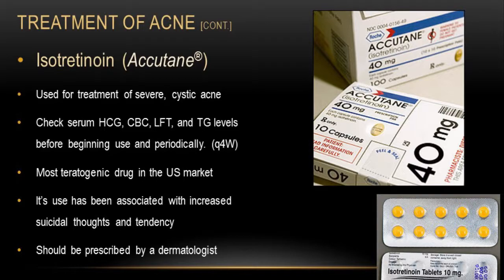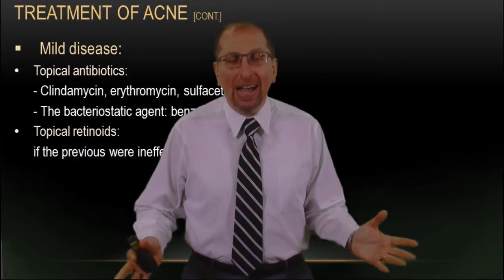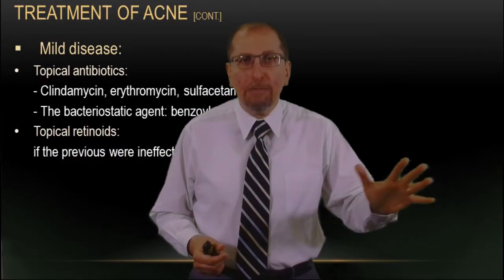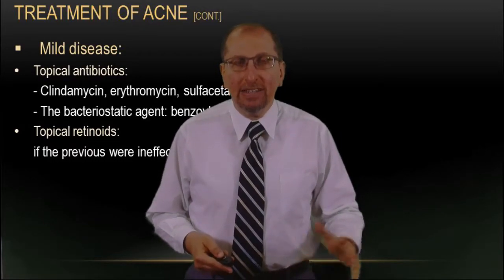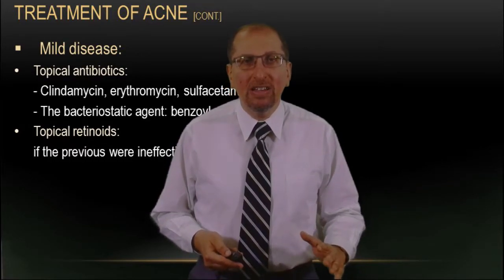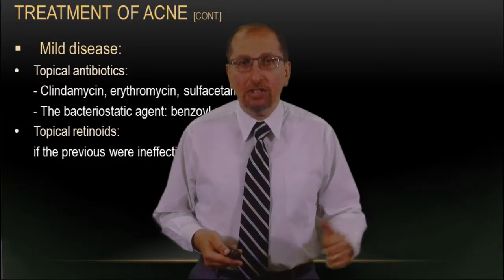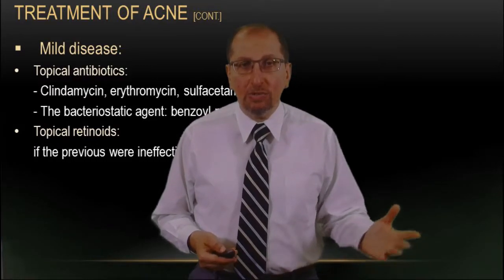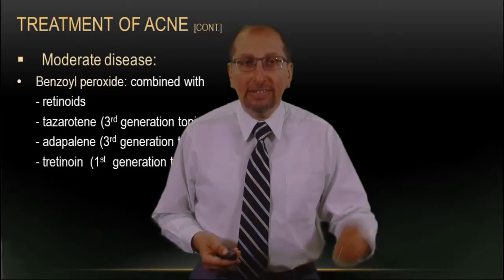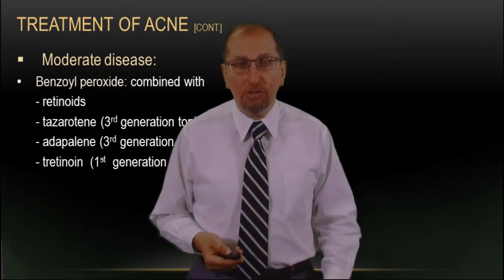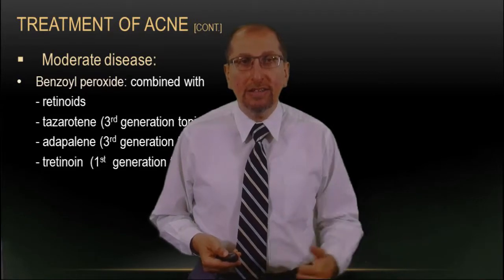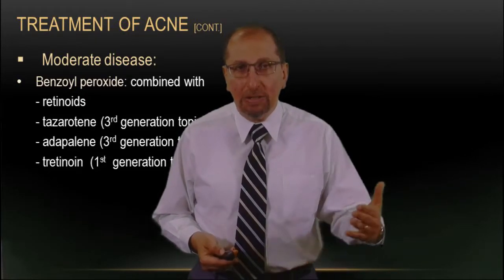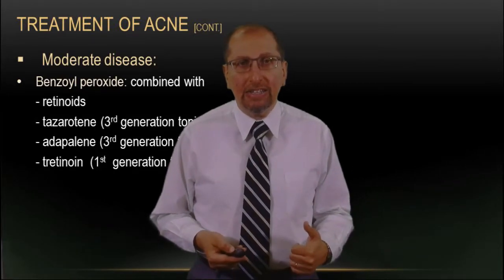So, the plan of treatment: if you have mild disease, mild pustules, mild cysts, just use topical antibiotics, clindamycin, erythromycin, and use the benzoyl peroxide. And you can use topical retinoids as well if the previous were ineffective. Moderate disease, you can use benzoyl peroxide and you combine it with retinoids, some of these are examples of the retinoids.